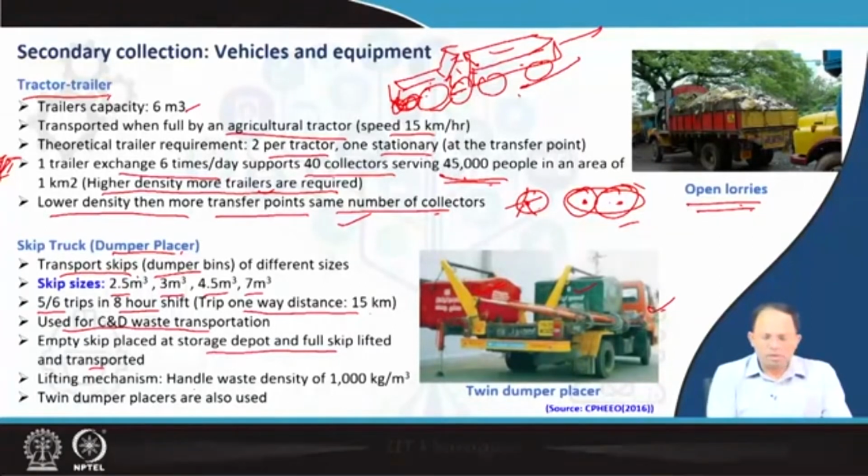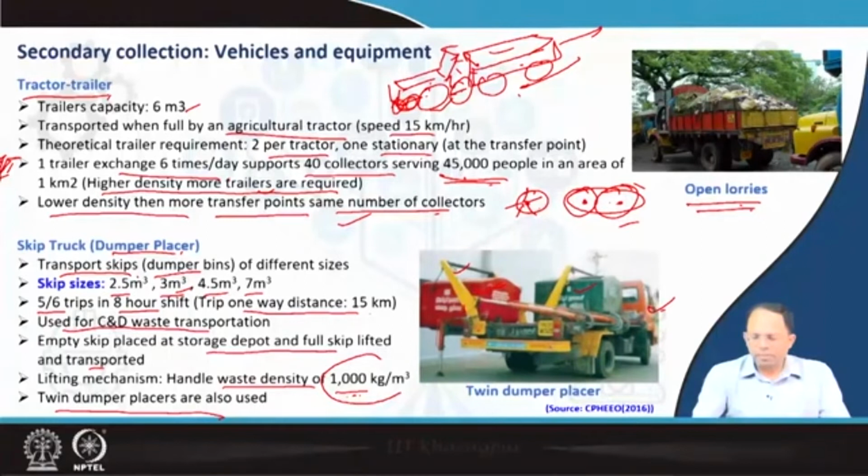The lifting mechanism should be such, as you can see over here, there is a lifting mechanism handling. This can handle waste of 1000 kg per meter cube density. So as per the volume and the density, the weight of waste will vary, and accordingly this has to have the capacity to lift waste of this kind of density for whichever size of vehicle we are considering. Twin dumper placers are also used, like in this image you can see. That means two containers can be lifted into this particular vehicle.